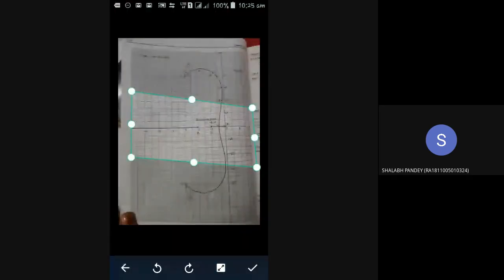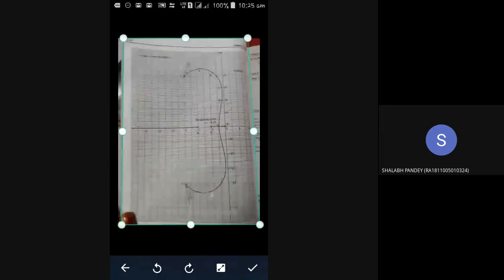Are you able to see the graph? Like that you have to plot. It's not clear.